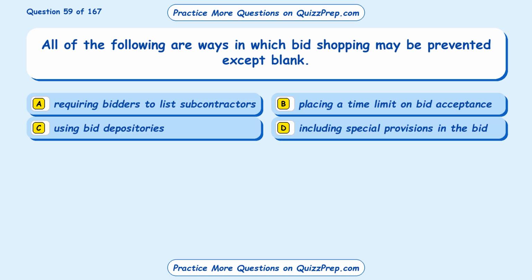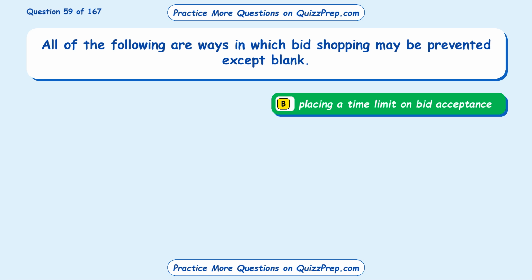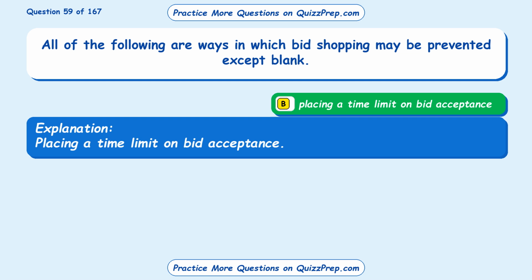Question 59. All of the following are ways in which bid shopping may be prevented except blank. Option A, requiring bidders to list subcontractors. Option B, placing a time limit on bid acceptance. Option C, using bid depositories. Option D, including special provisions in the bid. The correct answer is option B, placing a time limit on bid acceptance. Placing a time limit on bid acceptance.